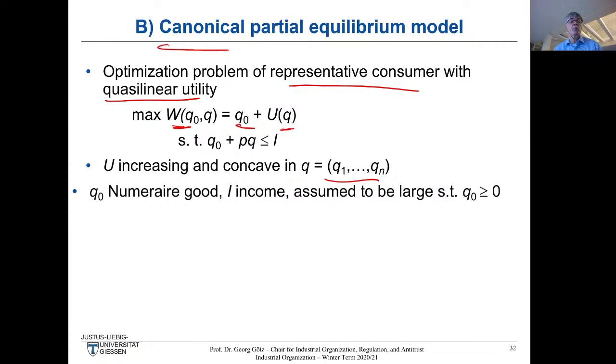Of course, each individual consumer will often only consume one car or one unit of a car. But a representative consumer might be made up of heterogeneous consumers, and we end up with different demands for different cars. What we assume here, of course, is that Q0 enters in a linear way. That's why this utility is called quasi-linear. And here we have this sub-utility function U of Q. This is a standard utility function which is increasing and concave, which has the standard properties.